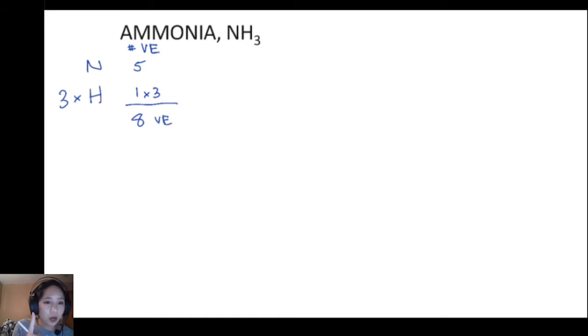All right, so that's step 1. Step 2 is to adjust for charge on the molecule or ion. Let's take a look at the charge. If there was a charge on this molecule, it would be to the upper right of the molecule, but in this case, there's an understood 0, so this molecule is neutral. There is no charge. Because this is neutral, we don't have to change the valence electrons at all. So we're going to maintain our 8 valence electrons. All right, so step 2 is done.